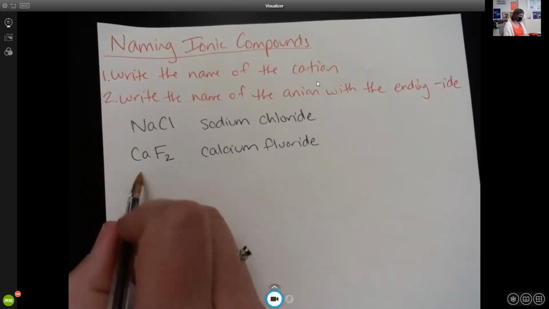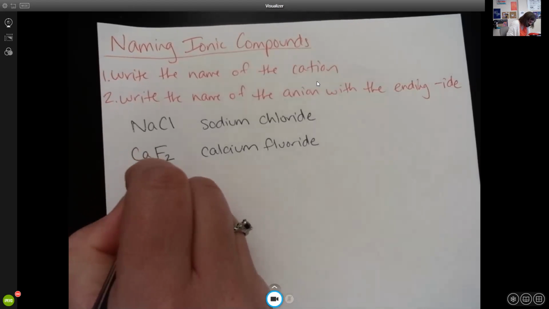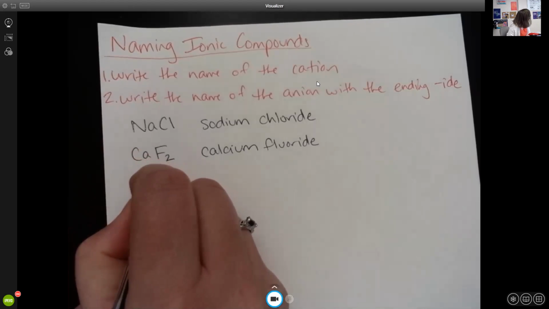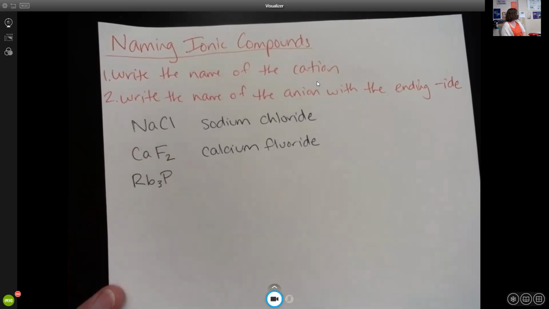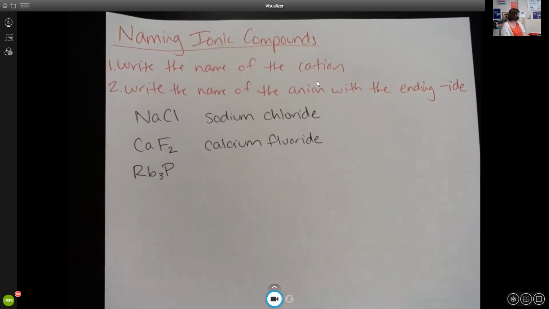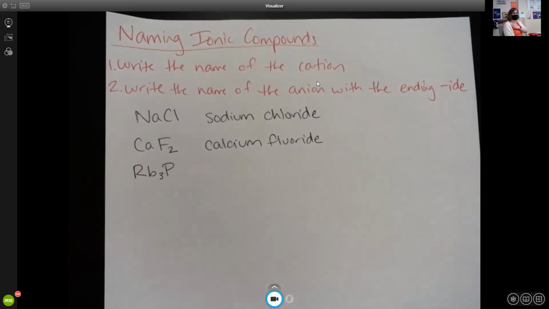Okay, so let's name just a couple more. Rb3 and then P. Try naming that one. And again, having a yellow periodic table would be helpful because it has the names on it. And mine doesn't.